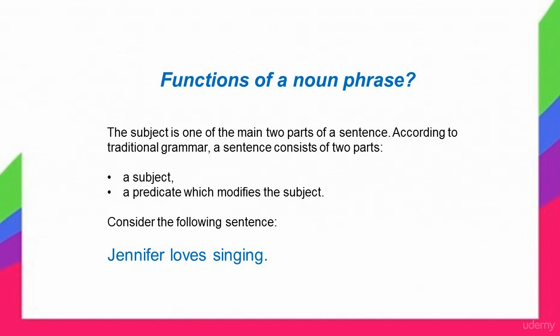The subject is one of the main two parts of a sentence. According to traditional grammar, a sentence consists of two parts: 1, a subject, and 2, a predicate, which modifies the subject. Consider the following sentence. Jennifer loves singing. Jennifer is the subject, and loves singing acts as the predicate.